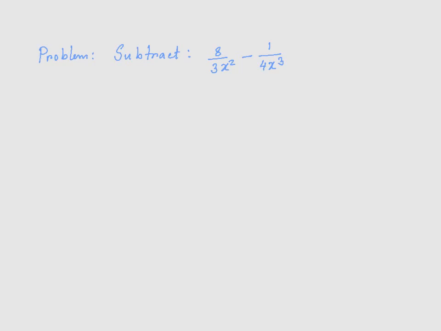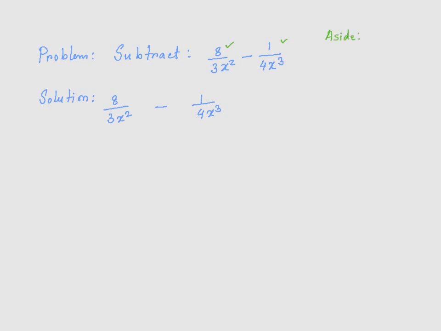In this video, I am going to subtract a rational expression from another. So from this rational expression, 8 over 3x squared, I am going to subtract 1 over 4x cubed. Remember that subtracting rational expressions or adding rational expressions is like adding or subtracting two fractions. So I'm going to just do a side example here on the side.